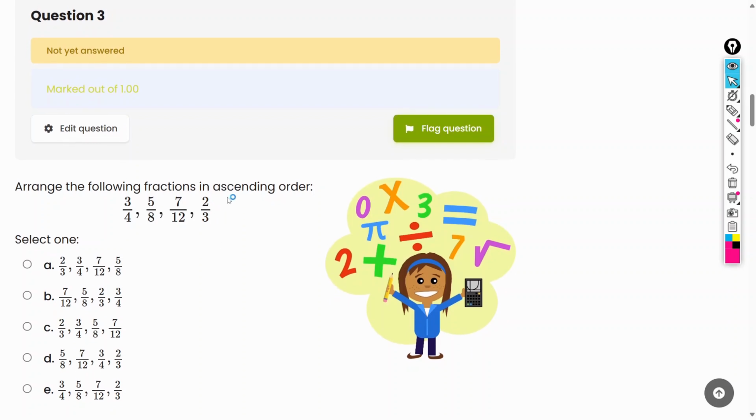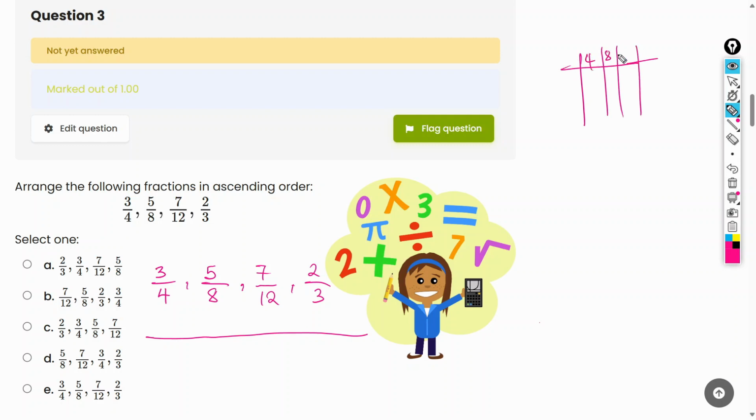Arrange the following fractions in ascending order. So when you want to order fractions, what you do is to find the lowest common multiple of all of them. The lowest common multiple, the LCM, of all of them. 7 over 12, then 2 over 3. So we are looking for the LCM of 4, 8, 12, and 3.